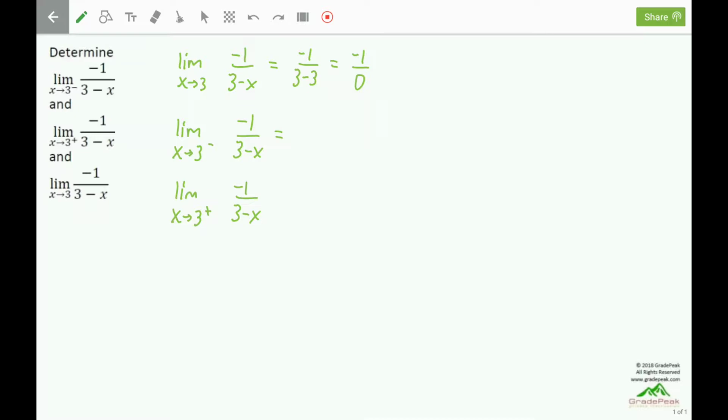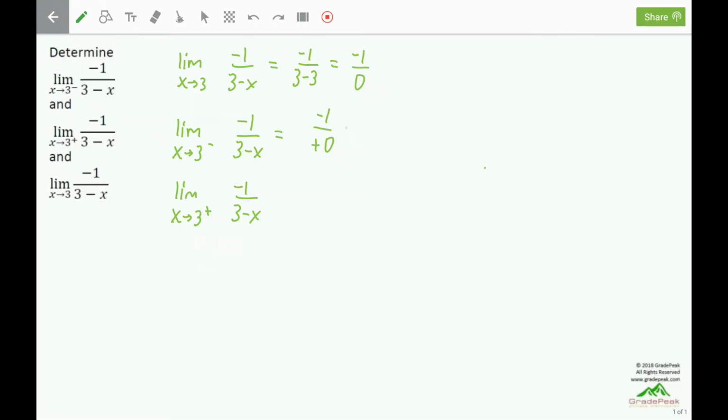Left side of 3 on the number line is less positive than 3, like 2.99. If we plug that in for x, we will have 3 minus something less than 3, like 2.99. That'll be a positive number. It's going to approach 0 in the limit, but it'll stay positive.